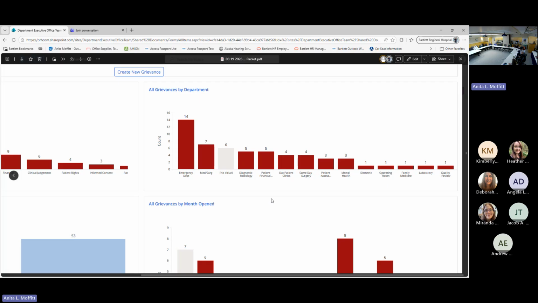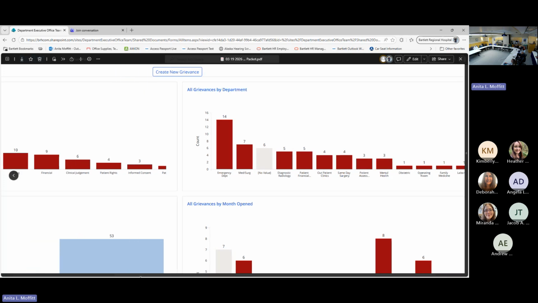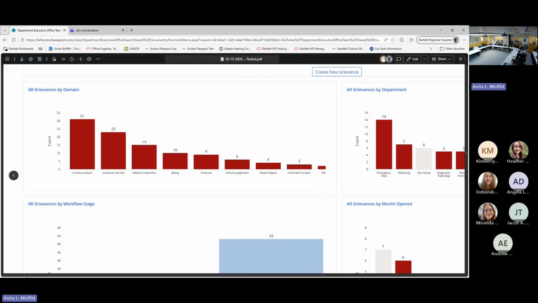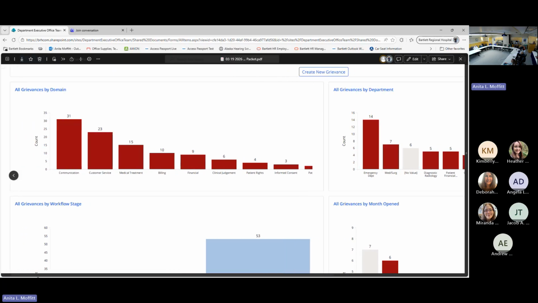On the other side where it says patient rights, clinical judgment, she can also dive in to say, those 6 clinical judgments, did they happen all in one department or were they spread out? Any of the columns we're able to click in on in the system and really get into the weeds on it. So this is more of an overview of what's happening, the big picture at 30,000 feet.